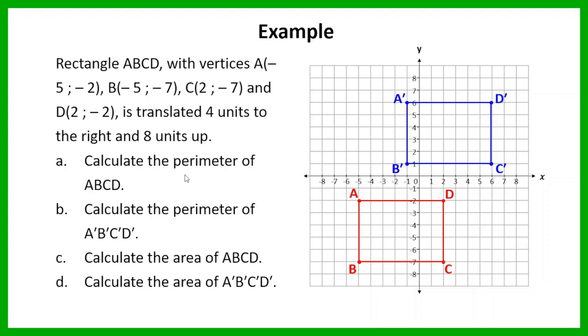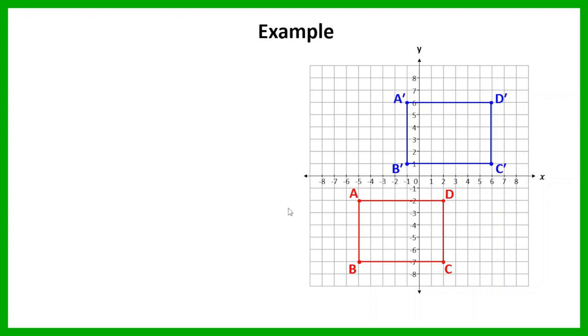Now we need to work out the perimeter of the rectangle ABCD, and we also need to work out the perimeter of the image of the rectangle ABCD after it has been translated. Then we also need to work out the area of rectangle ABCD and the area of the image after the translation. Okay, so let's start off by working out the perimeter of each of the two rectangles. First, the perimeter of ABCD.